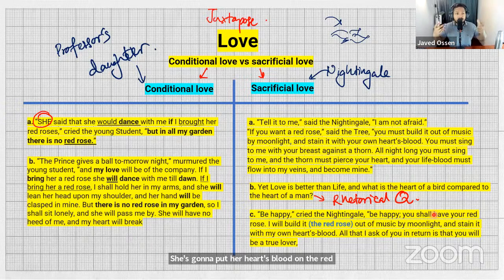How is she going to do it? By living for 100 years? No, by sacrificing herself, by almost committing suicide. She doesn't really commit suicide. She sacrifices her life and thus she dies.